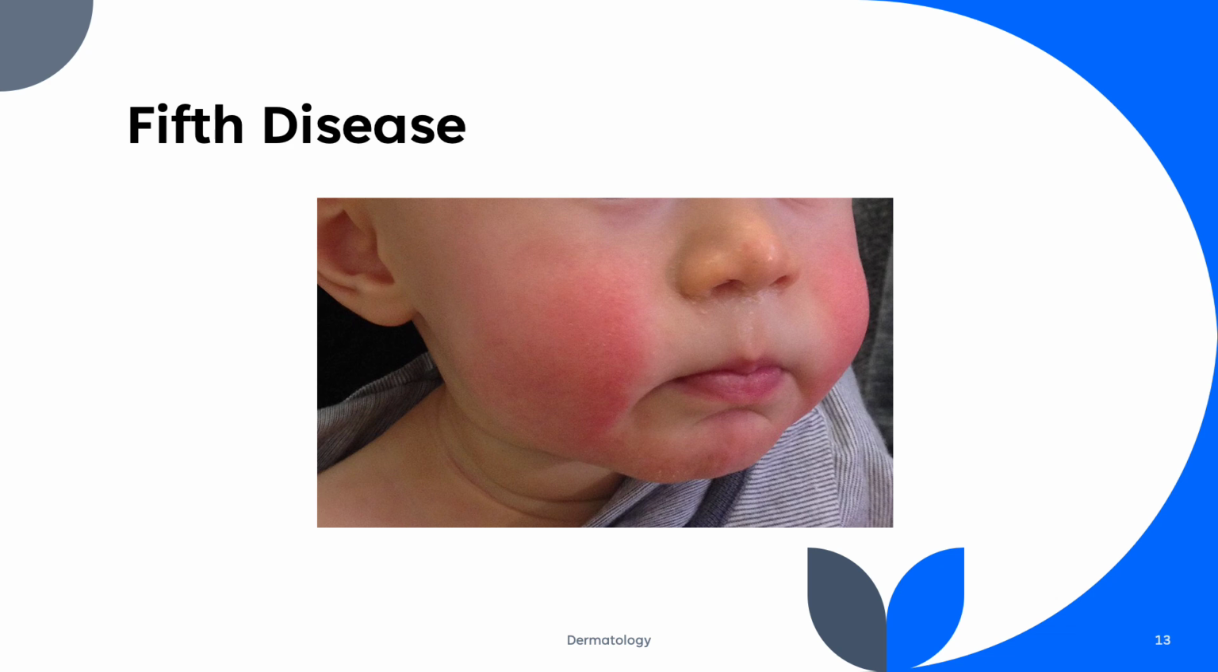Complications are generally mild, but fifth disease can pose risk for pregnant women, potentially leading to fetal complications. It may also affect individuals with weakened immune systems or certain blood disorders. For prevention, there's no vaccine. However, practicing good hygiene like frequent hand washing and avoiding close contact with those infected can help reduce the risk of transmission.